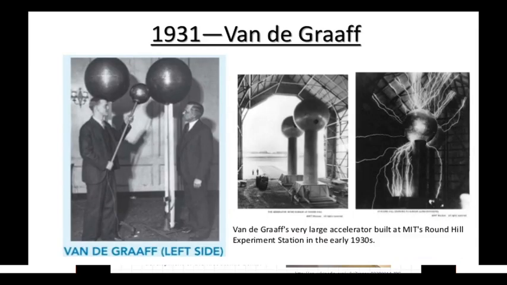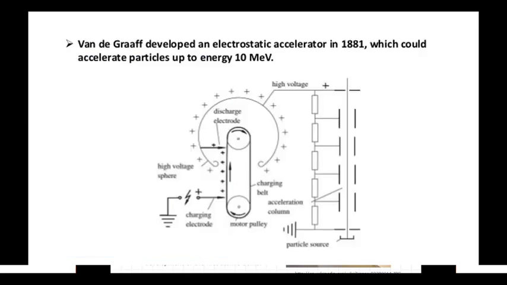1930. In 1931, Van de Graaff generated a very large accelerator built at Massachusetts Institute, where Van de Graaff developed an electrostatic accelerator in 1881, which can accelerate the particles up to an energy of 10 mega electron volt. So the Van de Graaff generator is an electrostatic accelerator in which the final energy of the particle is determined by the applied voltage. You can see the voltage given here. Due to this voltage, the particles are accelerated.